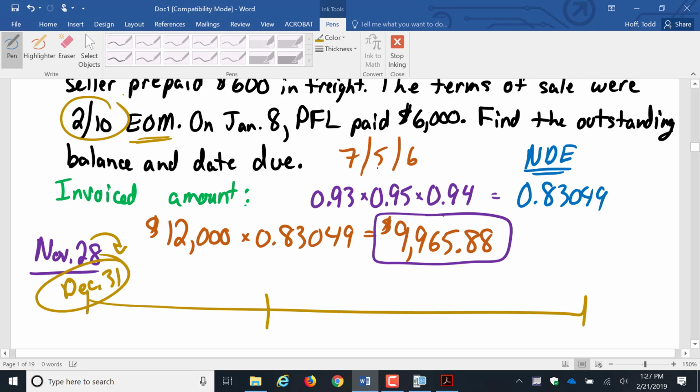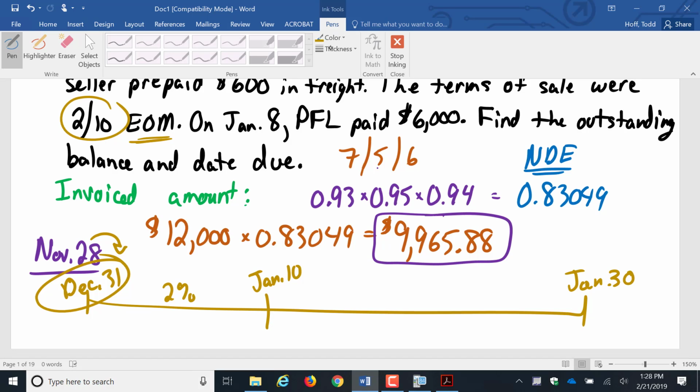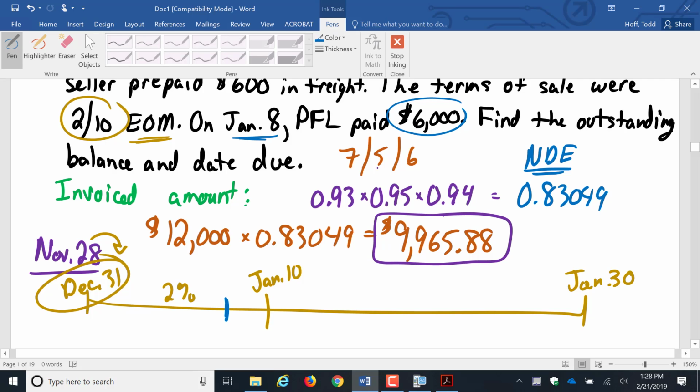So 2/10 means we've got a 2% discount in that 10 days. That's going to run to January 10th. And then the EOM implies a net 30, so January 30th is the last day of the credit period. So this partial payment made of $6,000 on January 8th falls within the discount period.